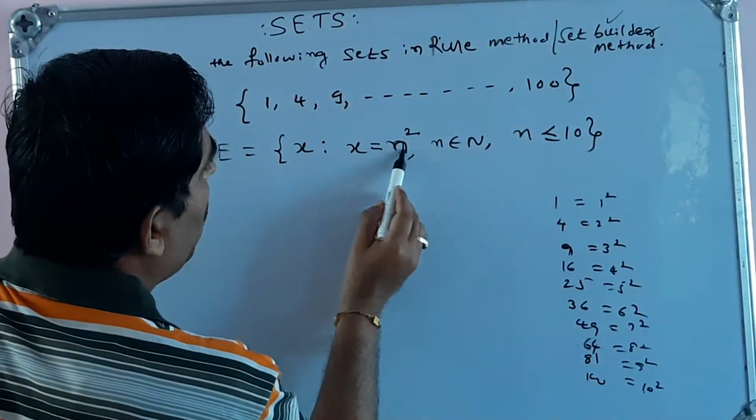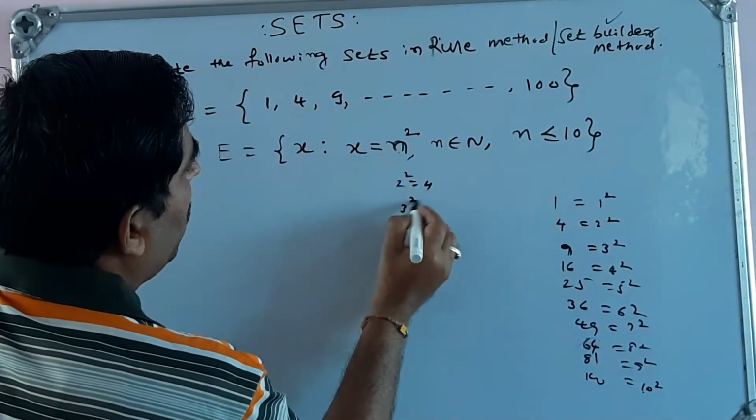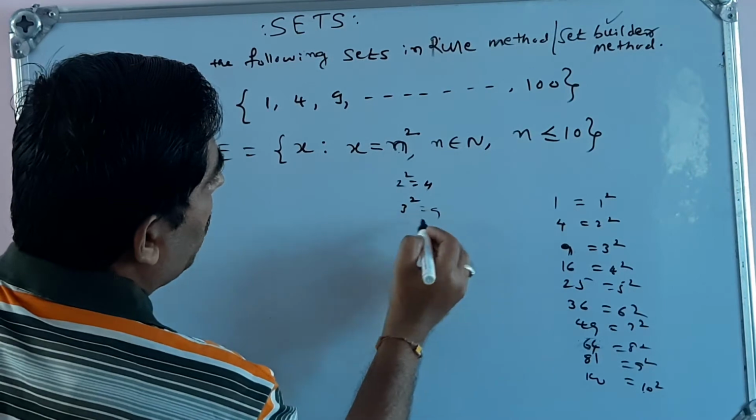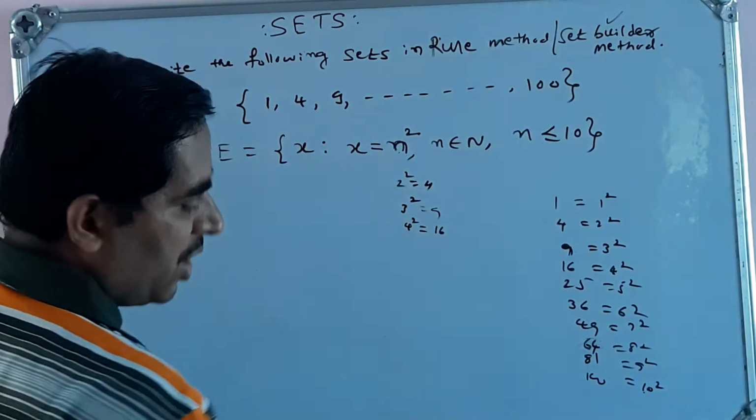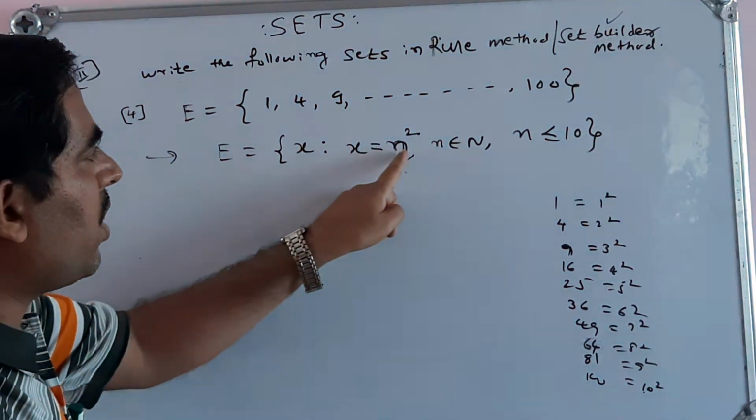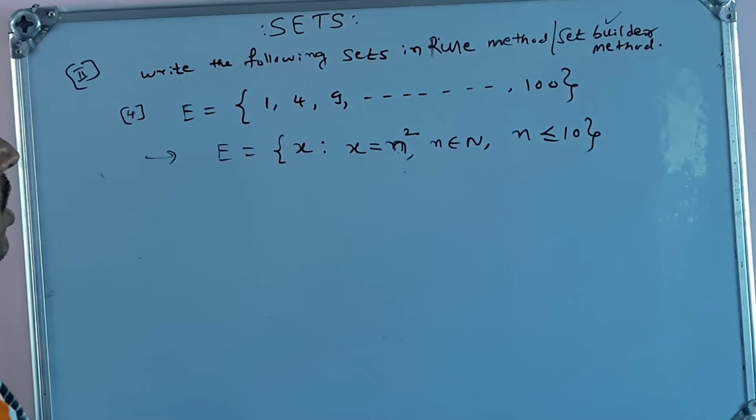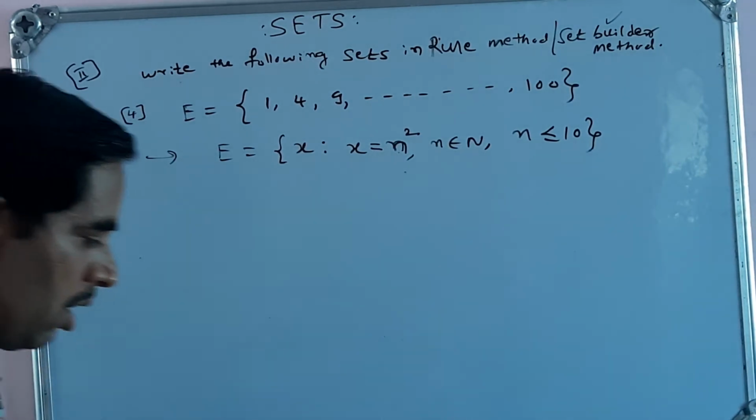So I can write x is equal to n square. If I put n is equal to 2, I get 2 square is equal to 4. If I put n is equal to 3, then 3 square is equal to 9. If I put n is equal to 4, I get 16. So in this way, you can generally write x is equal to n square. So it satisfies all the properties. So this is the set builder method.